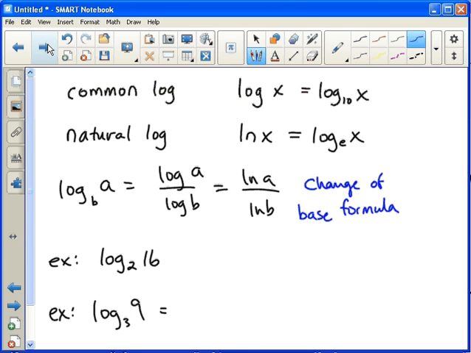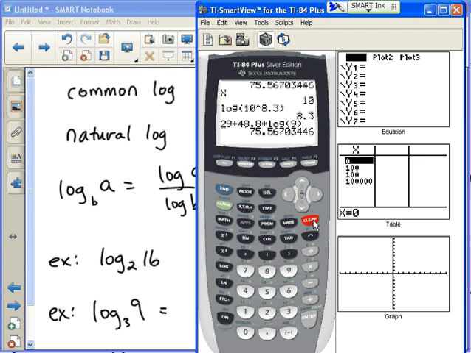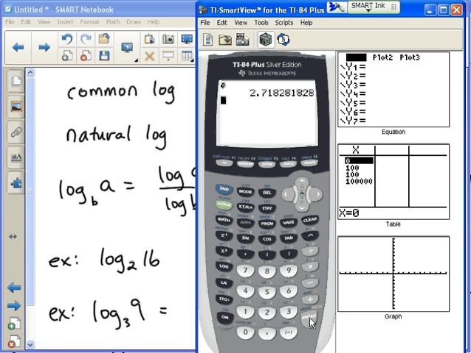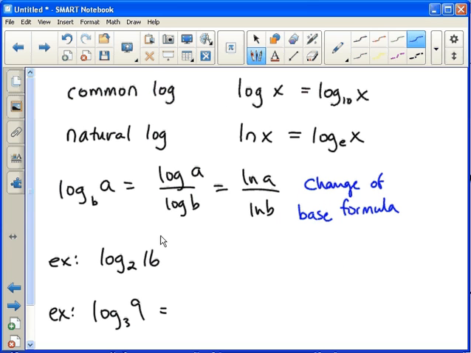You can use it second divided by, and it pulls up e. You see that number, 2.71828. So there you go, that's what e is. So the question comes then, how do we plug it in our calculator if it's not a common log or a natural log? And that's where this change of base formula comes in.